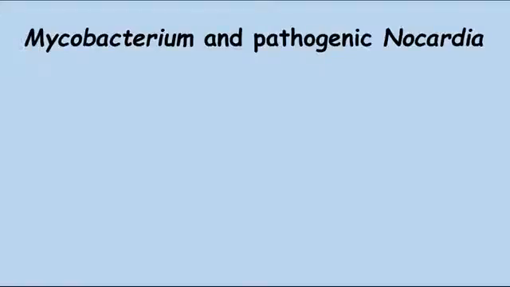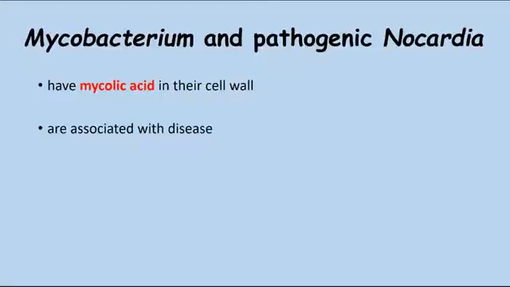The third type of cell envelope that's going to be discussed in this video is known as the acid-fast cell envelope. The reason why they are acid-fast is because they contain a molecule called mycolic acid in their cell wall. The relevance of identifying acid-fast bacteria is that all the bacteria that have an acid-fast cell wall are associated with disease. That means that they cause infection.